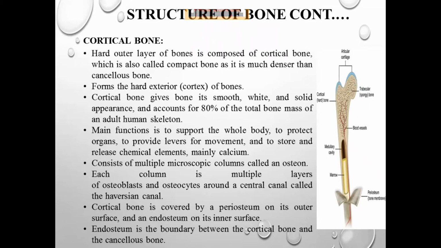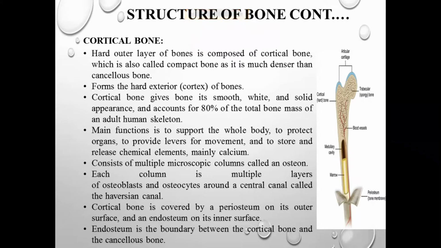Right, now cortical bone. The harder outer layer of bone is composed of cortical bone, which is also called compact bone, as it is much denser than the cancellous bone. It forms a hard exterior outer layer of the bone. This outer layer may be called the cortex of the bone. The cortical bone gives the bone its smooth, white, and solid appearance, and accounts for 80% of total bone mass of an adult human skeleton.